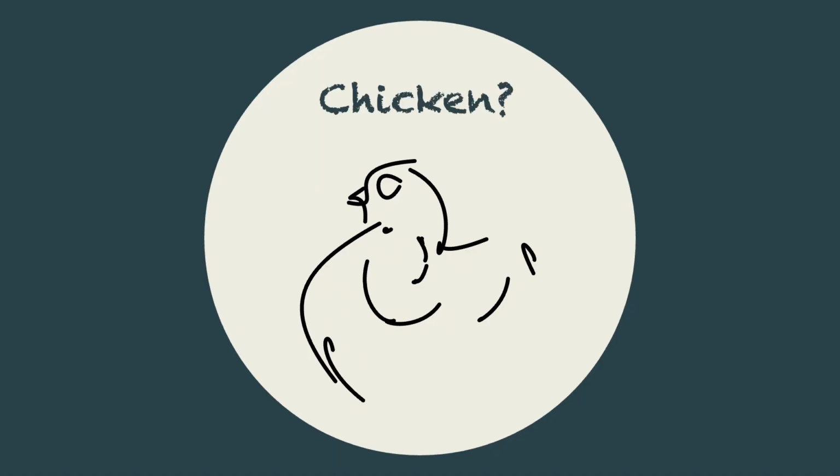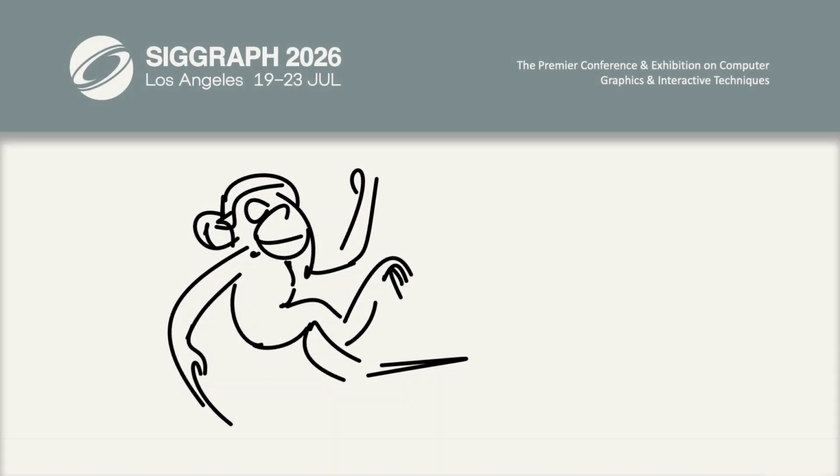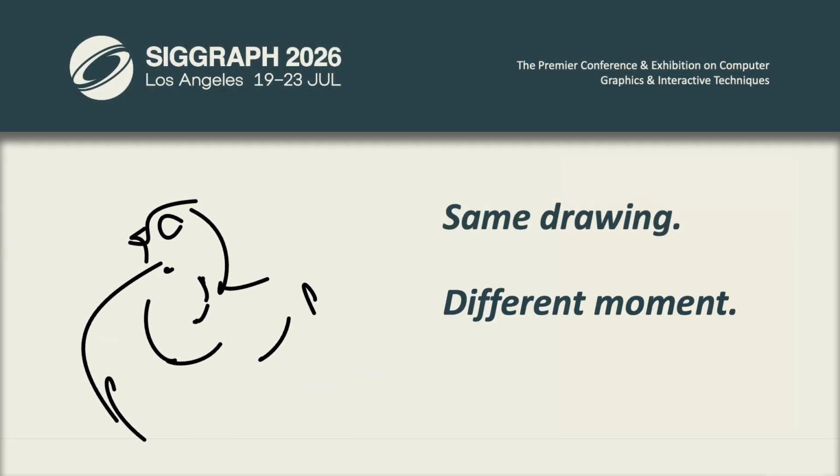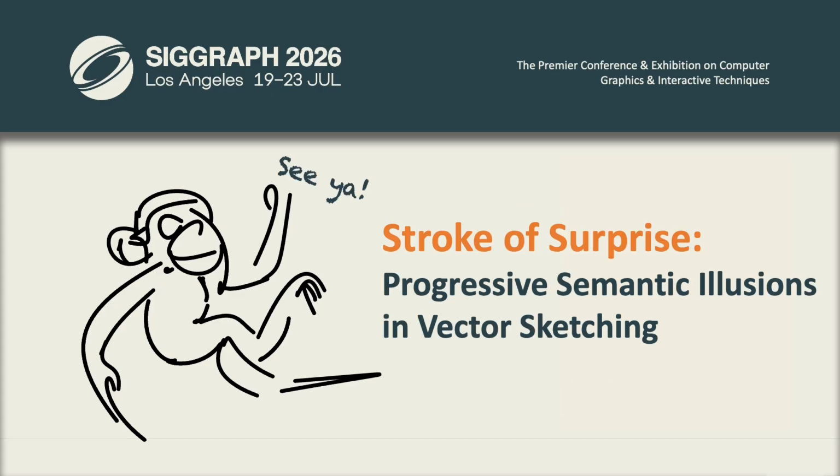So let's go back to our little friend from the beginning. It first looks like a chicken, and then it becomes a monkey. Now you know the trick behind it. Same drawing, different moment, different word. That's our Draw a Surprise.